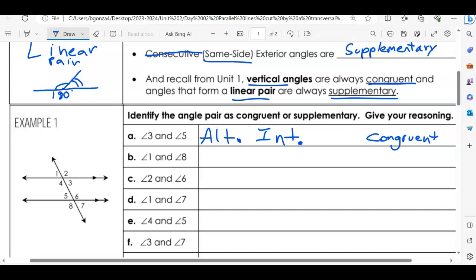Okay, what about 1 and 8? Look. Are 1 and 8 same side or alternate? Same side, they're both to the left. Are they in or out or one in, one out? 1 and 8 are both out. They're exterior angles, right? So 1 and 8 are same side exterior, okay? And y'all remember the S rule. Same sides are supplementary. That's what's sup.